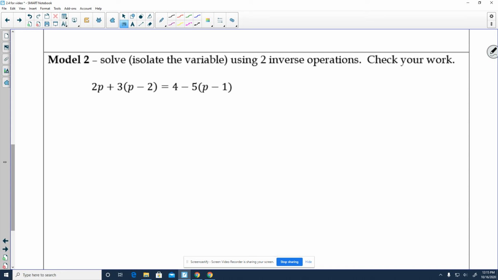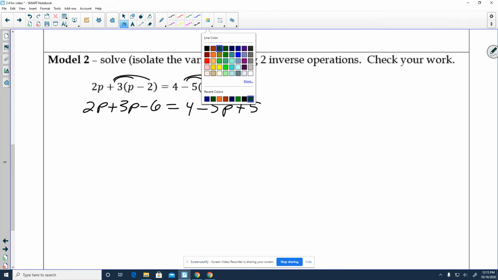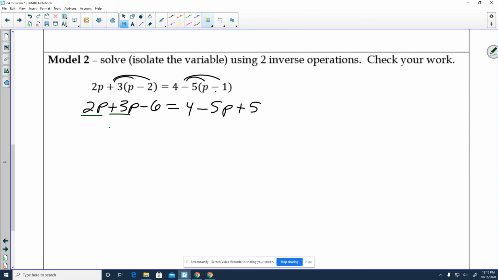Okay? So on the left, we're going to apply the distributive property. We have 2p plus 3p minus 6. On the right, that 4 is going to be by itself because it's not inside the parentheses. Then we have minus 5p plus 5. Be careful, negative times a negative is positive. Now we got to combine like terms on both sides. So 2p plus 3p gives us 5p minus 6. 4 plus 5 gives us 9.